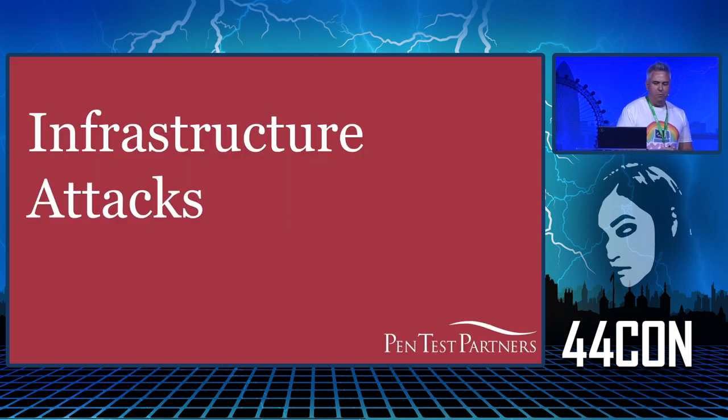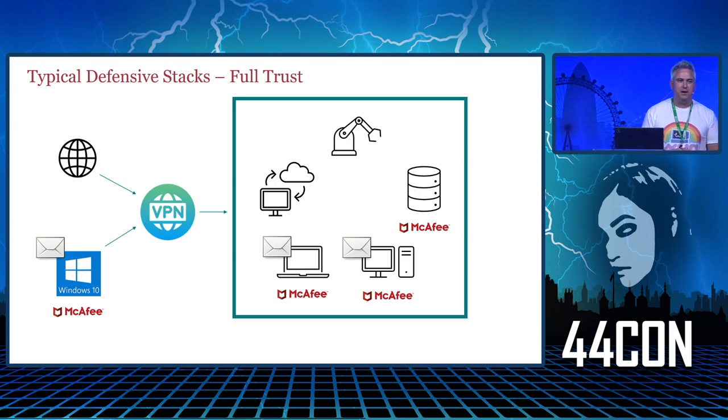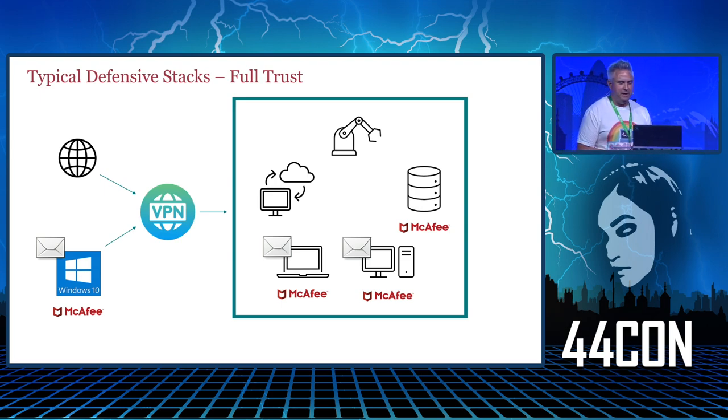Now, obviously, a really common way of gaining initial access is through infrastructure-style attacks. And I want to start by talking about some of the common defensive stacks that you as attackers or you as defenders will operate. And this is very much the full trust defensive stack. So you're going to have some kind of a VPN. You're going to have some kind of device with AV. I've chosen McAfee here. I think it's probably safe to say that's the traditional model. And the device will, of course, have email available.